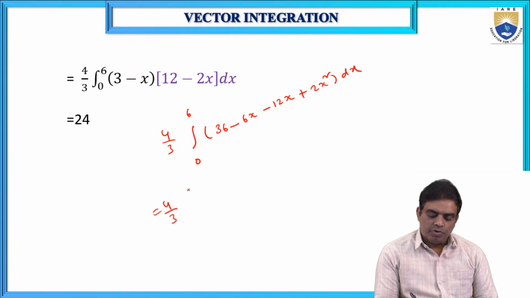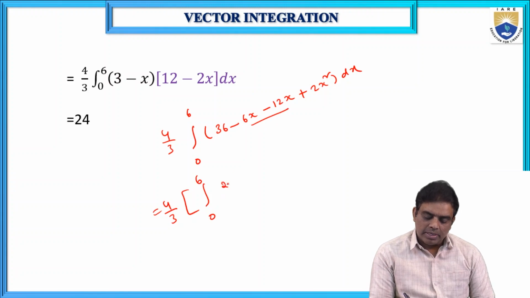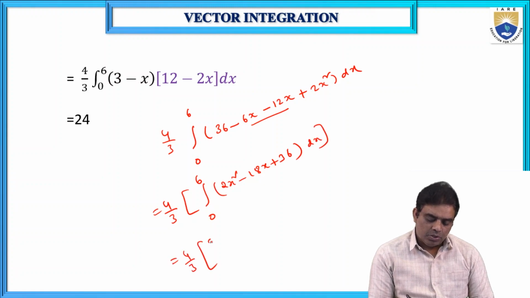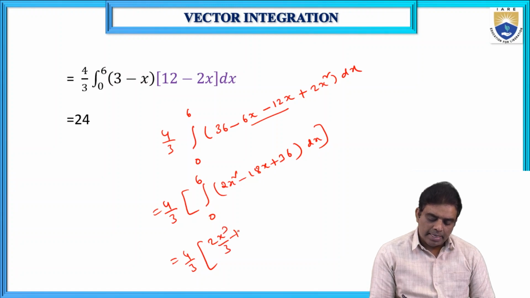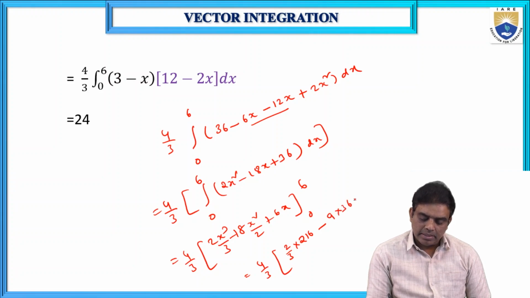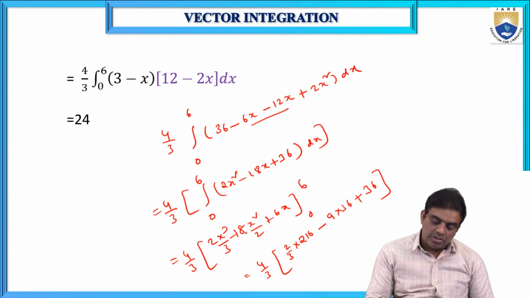So what is the integration? 4 by 3 integral 0 to 6 of 2x square minus 18x plus 36 dx. On integrating, 4 by 3 into 2x cubed by 3 minus 18x square by 2 plus 36x between 0 and 6. That is 4 by 3 into 2 by 3 into 216 minus 9 into 36 plus 36 into 6. The lower limit is 0, so this is 0.